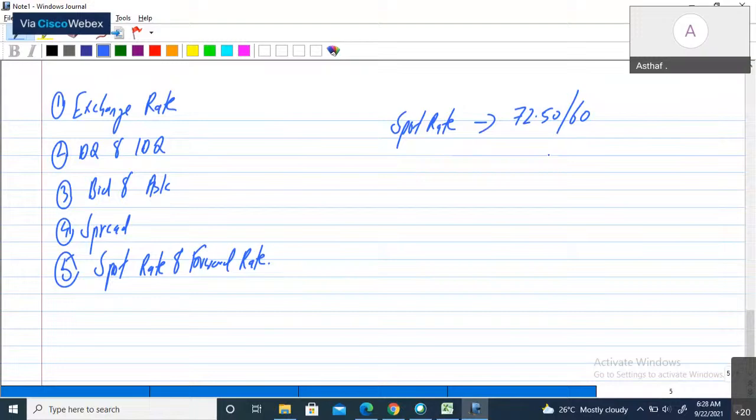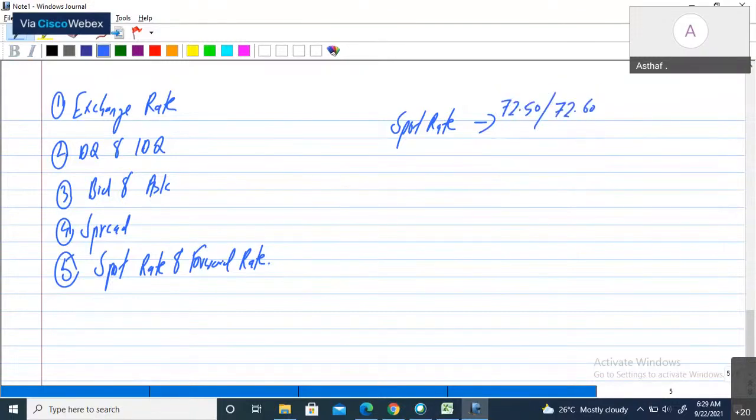Sir, I will tell you what the bid and ask is. Bid is 72.5, ask is 60? No, it is not like that. This number is a decimal number. That is, 72.5 is your bid and 72.6 is your ask. So this is your spot rate, with your bid rate and ask rate.